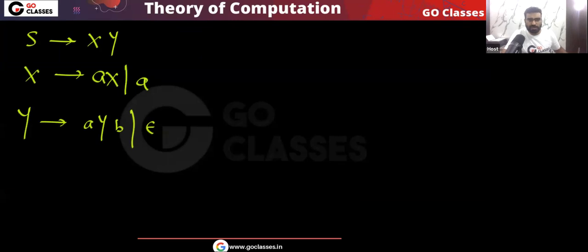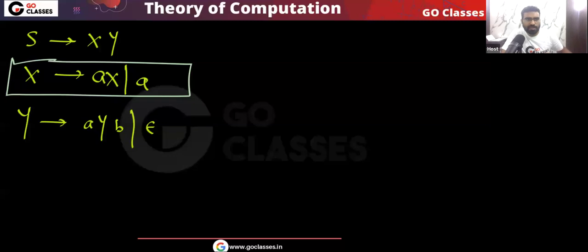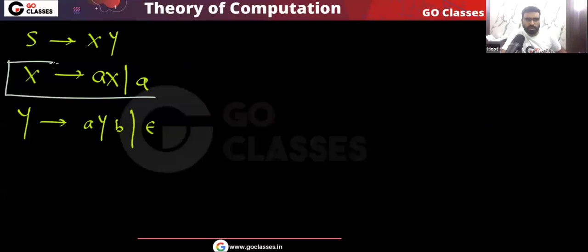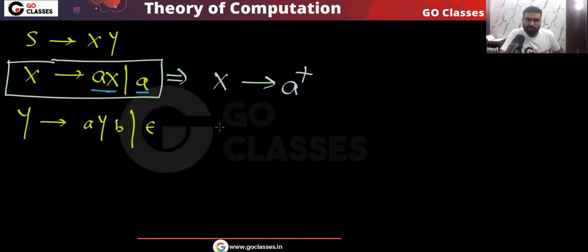Now you can easily see, this X does not depend on any other variable. Yes or no? This is X going to AX or A. So X is not depending on any other variable. What can X generate? From here, X will give you A plus. You can easily see X can give you A, double A, triple A, and so on. So very simple. X will give you A plus.